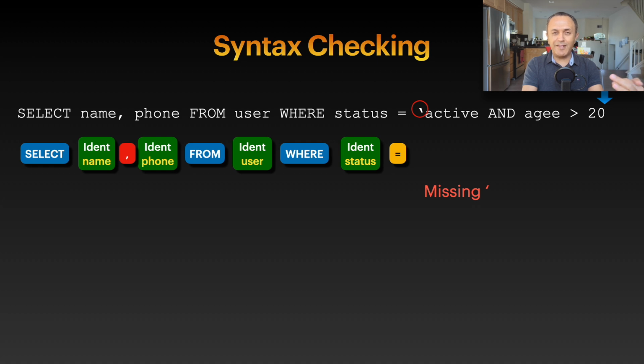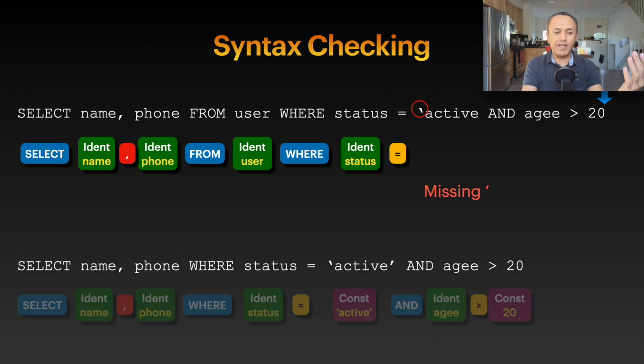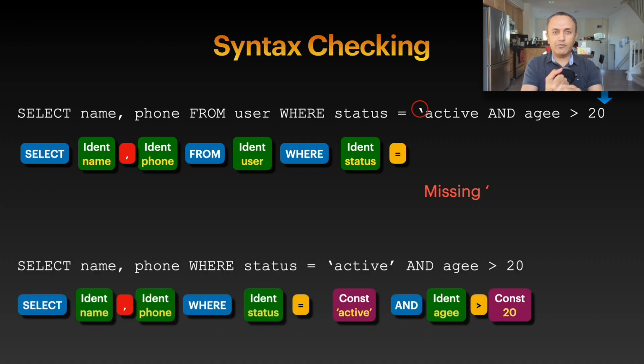Another type of error has to do with the query structure. It knows that, for example, the query must have a select, must have a from, and it may have a where clause.